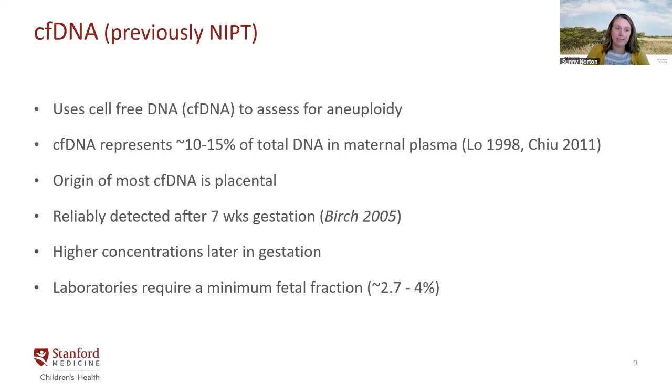It's reliably detected after 7 weeks gestation, and most labs offer cell-free DNA after about 9 or 10 weeks of pregnancy. And the concentration of DNA continues to increase as the pregnancy progresses. So later in pregnancy, we see a higher proportion of cell-free DNA from the fetus or the pregnancy. There's a specific amount of DNA that must be seen. We call this the fetal fraction. A specific amount of DNA that must be seen from the pregnancy specifically in order to perform the analysis. If the fetal fraction is too low, there's not enough to do the analysis or get the result.